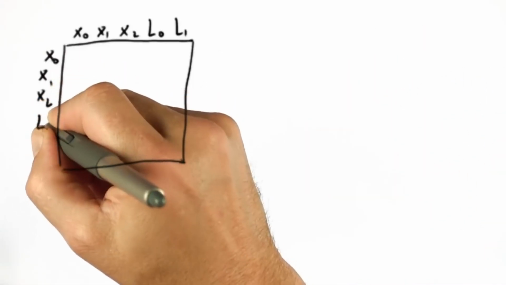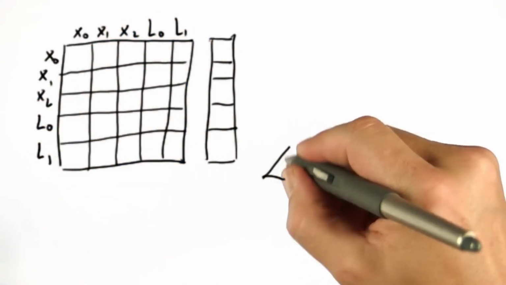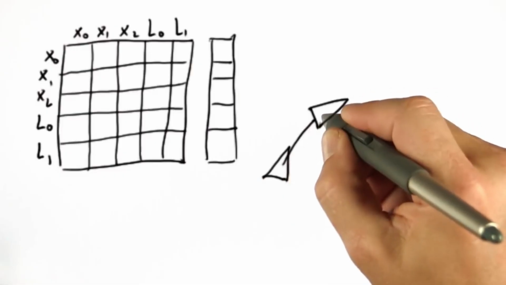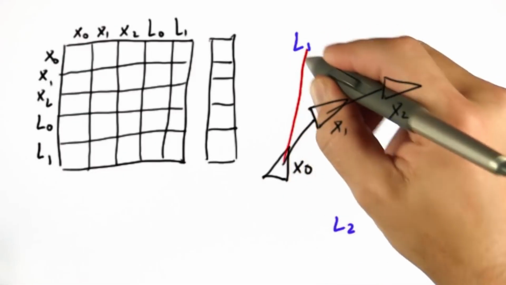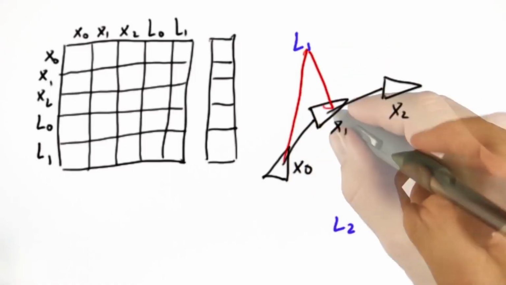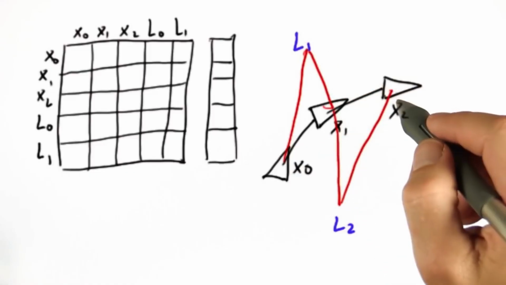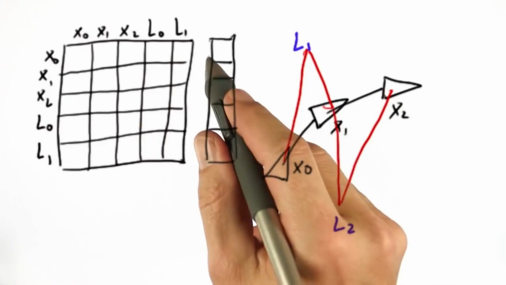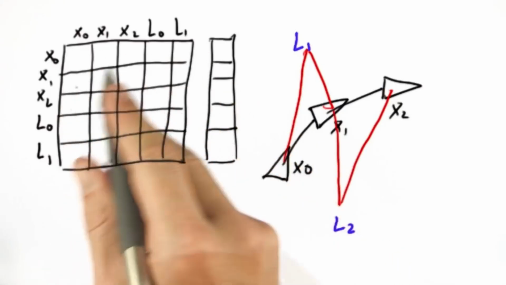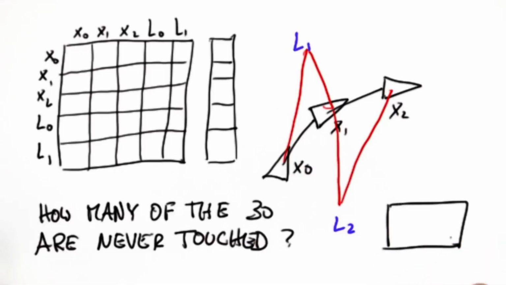So let me do the same quiz again. Now we have 2 landmarks. And the picture I'm giving you is a robot with 3 total positions. There's a landmark here and a landmark here. And say this landmark is being seen at these 2 positions and this landmark at these 2 poses. But landmark L1 is not seen at x2 and landmark L2 is not seen at x0. And of the 30 fields over here, how many of them will never be touched? Please put your answer over here.